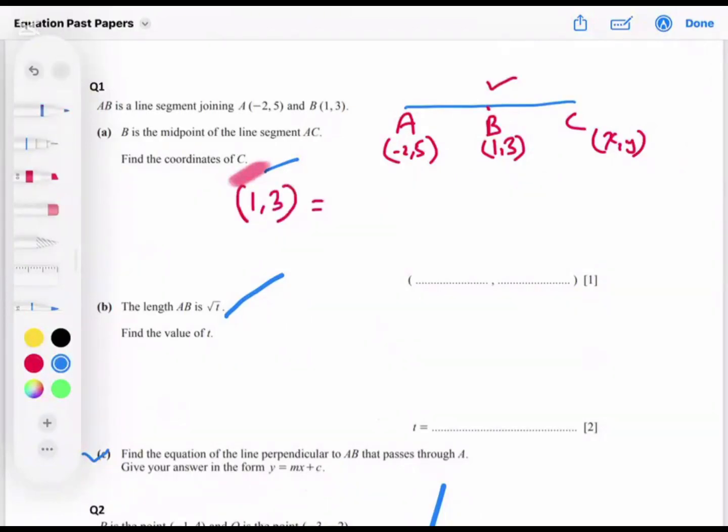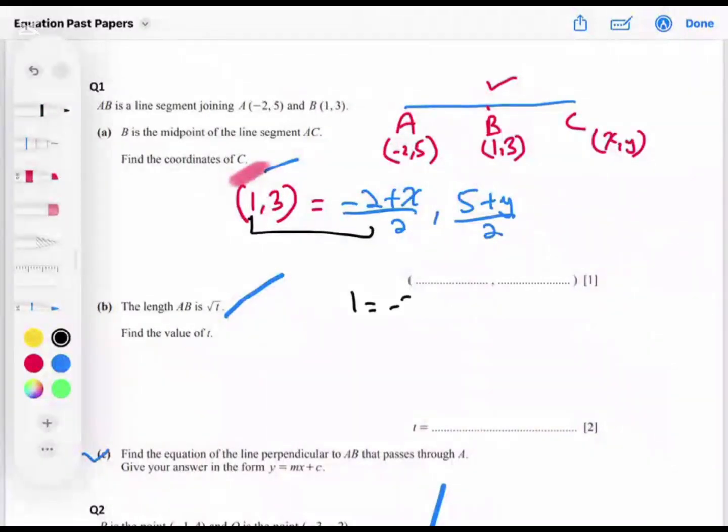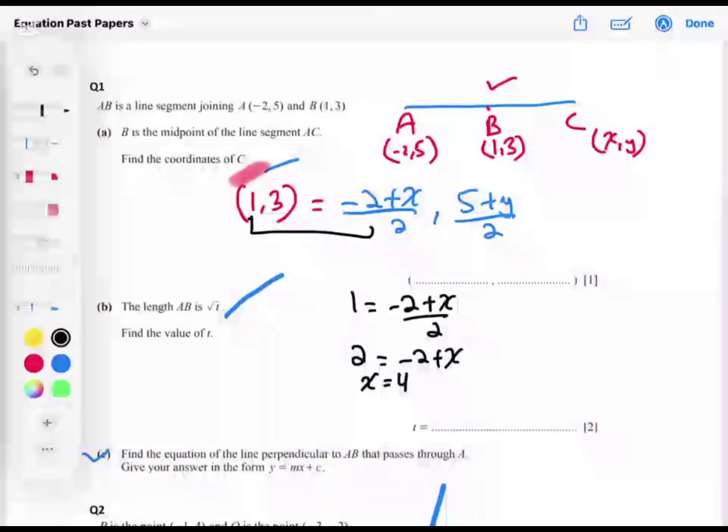The formula is x1 plus x2, where x1 is -2 and x2 we don't know, divided by 2, and y1 plus y2, where we don't know y2, so I will write y. Now how to find it? We have to compare. 1 will be compared with this. This will become 1 equal to (-2 plus x) over 2. The 2 will go to the other side, and -2 plus x. The -2 goes to the other side and becomes positive, so x equal to 4. So we got the value of x as 4.